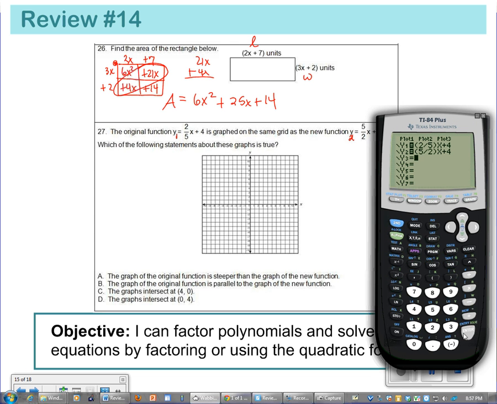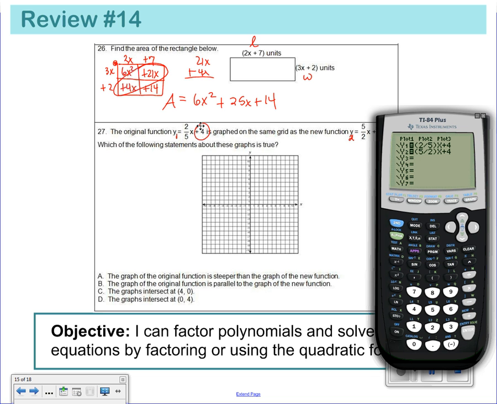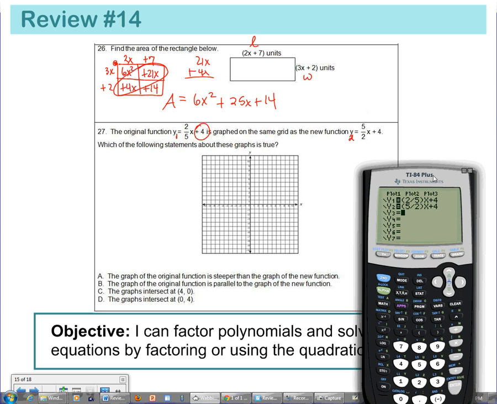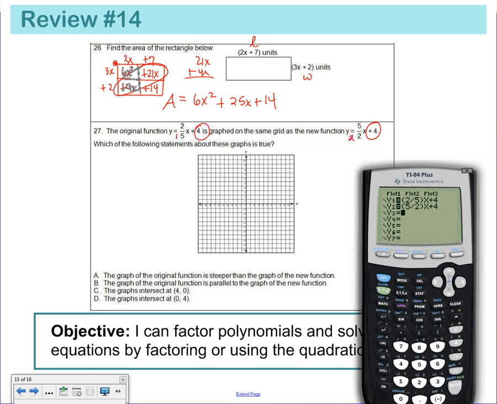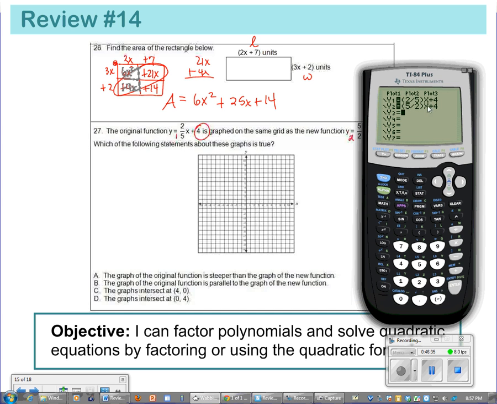Some of you already may recognize, hey, these have the same y-intercept because we have the plus 4 there. We can also see that their slopes are not the same. One is 2/5, the other is, sorry about that, the other is 5/2. Well, let's look to see what that graph looks like because everything here says it's all about the graph. Here's my y1, that's the first graph. There's y2, that's the second graph.